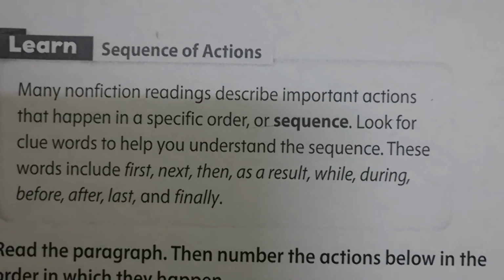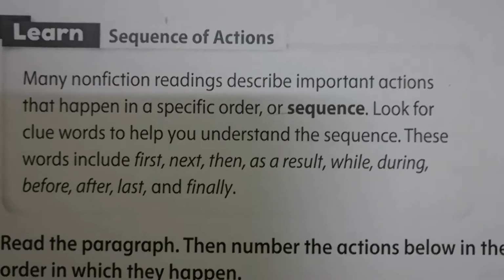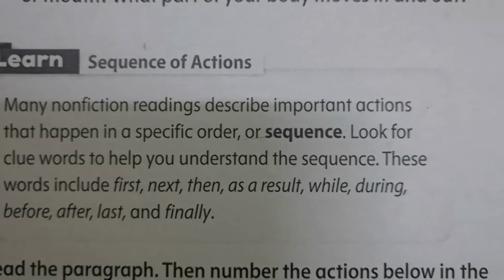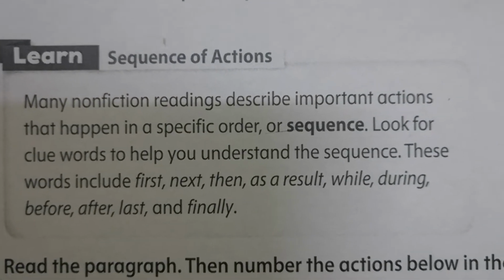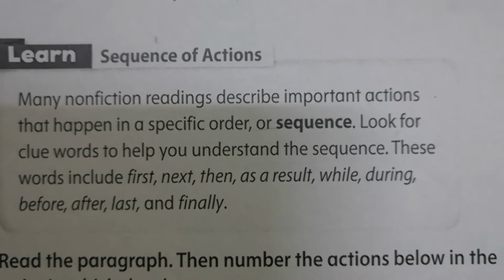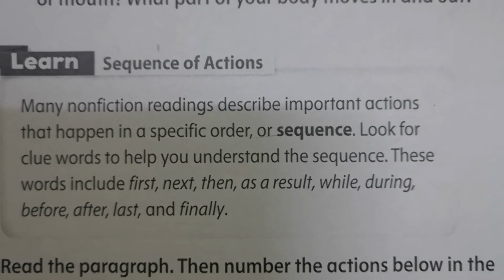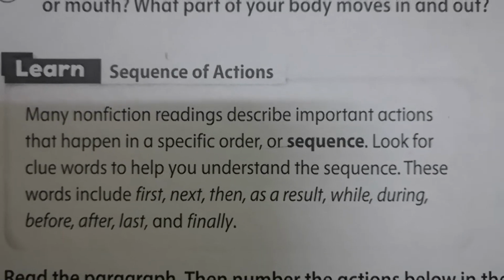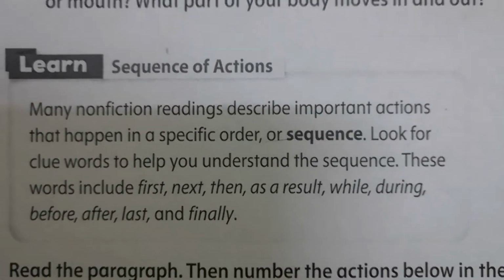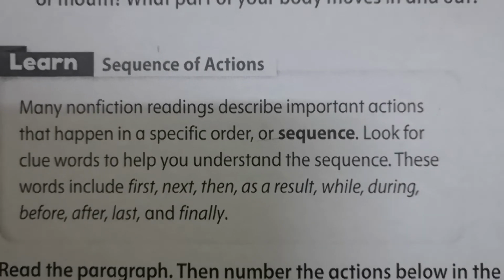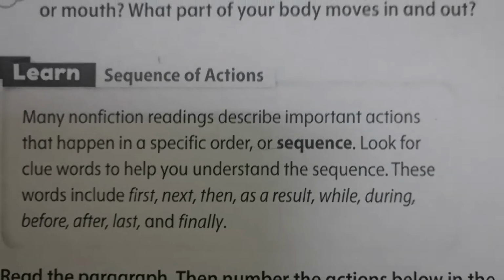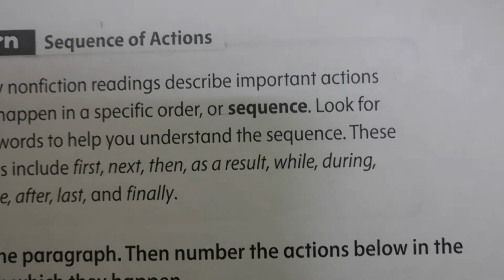These words include first. When you say first, of course, the first thing happened. After this, you will find the word next. Then as a result, while, during, before, after, last, and finally. So these are the clues that will help you understand the sequence of events in the story or even when you are writing.